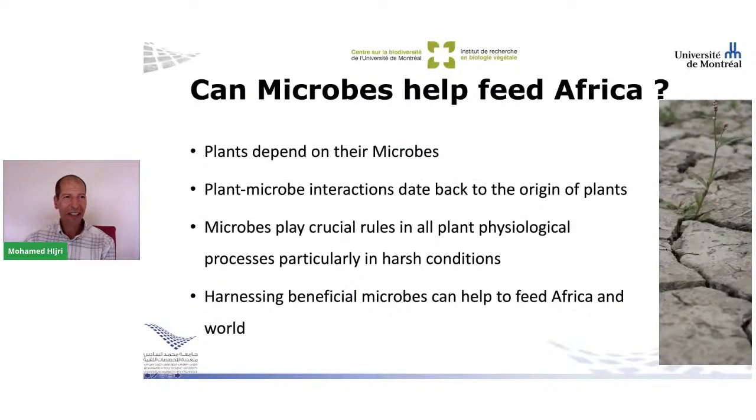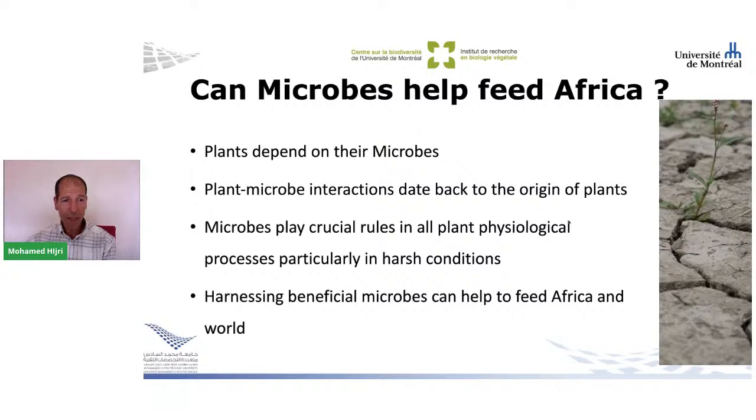Now, a big question: can microbes help to feed Africa? Of course, I am convinced, yes, and I will give you evidence and examples of how microbes can feed not only Africa, but also the world. Plants depend entirely on their microbiota, on their microbes. And these interactions are not something new or man-made. They date back to the origin of plants, and microbes are much more ancient than plants.